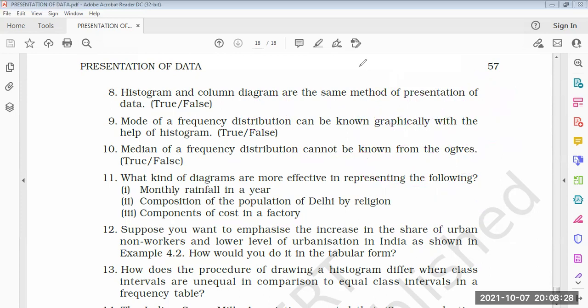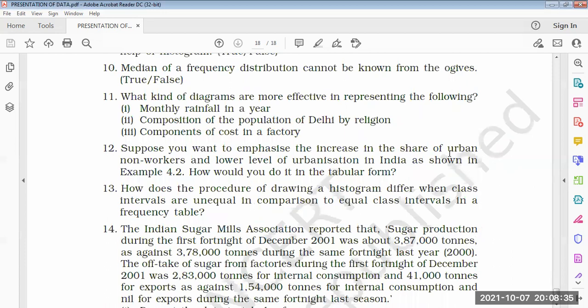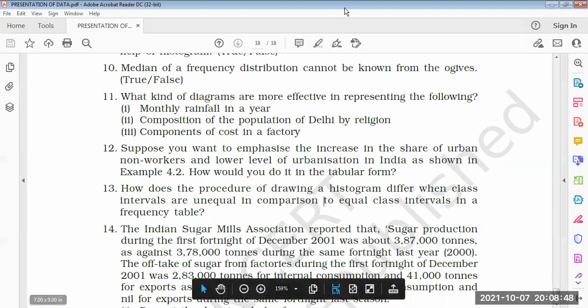Okay, next. Coming to next one. Suppose you want to emphasize the increase in the share of urban non-workers and lower level of urbanization in India, as shown in example 4.2. How would you do it in the tabular form? Okay, this I will do. Just wait.